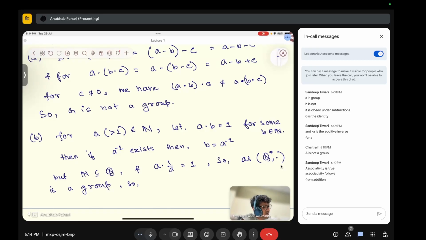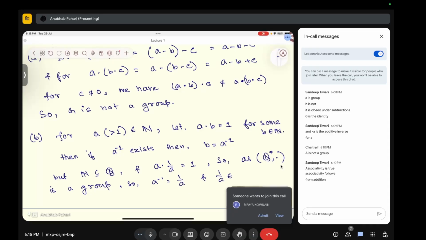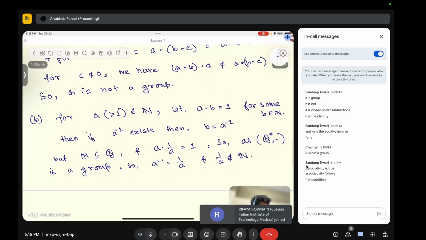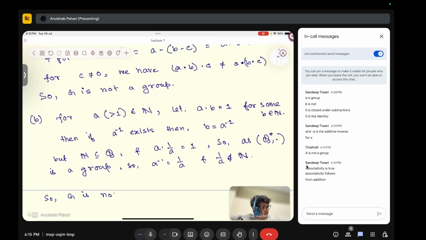So by uniqueness of inverse, a inverse should be 1 by a, and 1 by a does not belong to Z, right? So G is not a group.